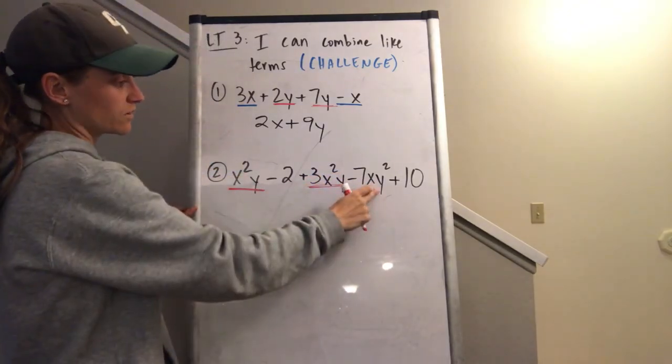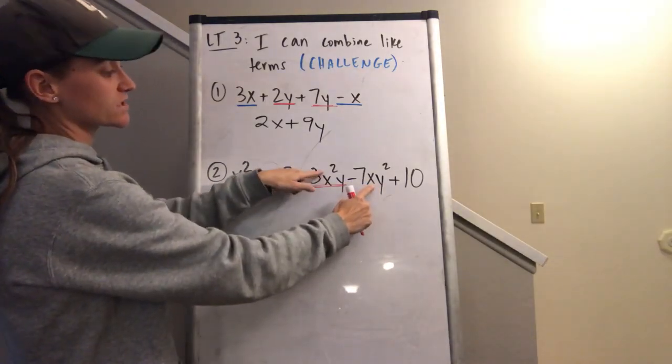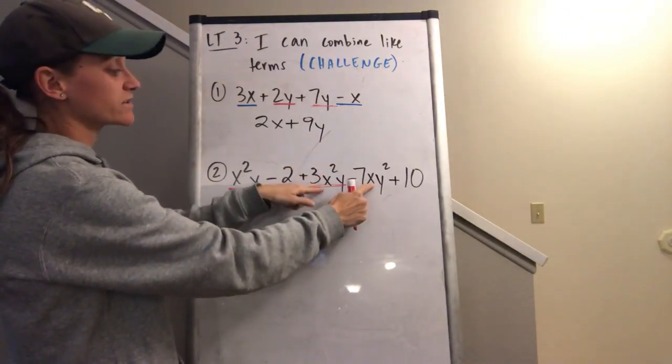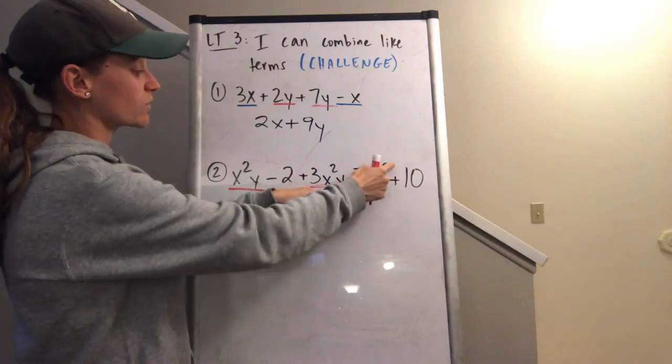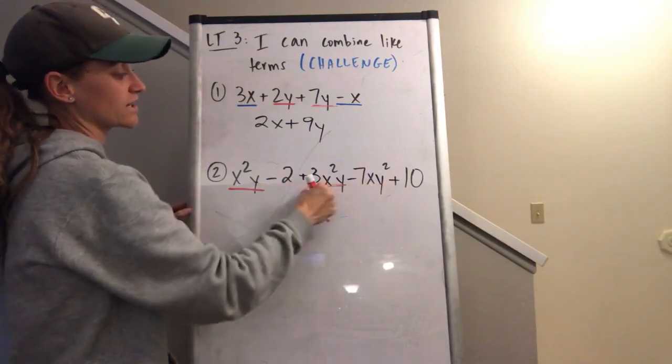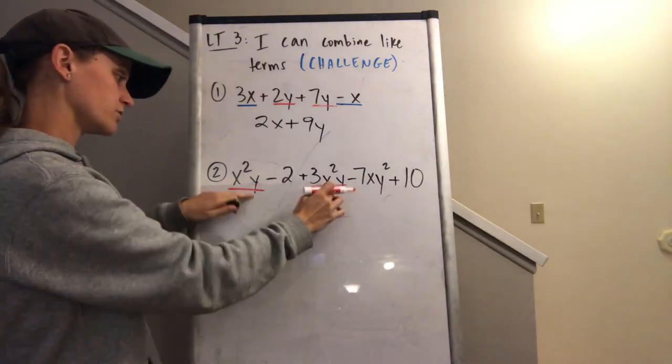But then on this one, they're not alike because this has an x, but this is an x squared. So it has to be exactly the same variable combination. Same thing here. This has a y squared and a y, so these are not the same thing, so I can't put them together. Okay, so those two go together.